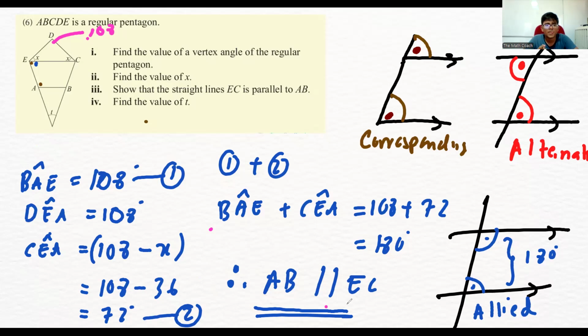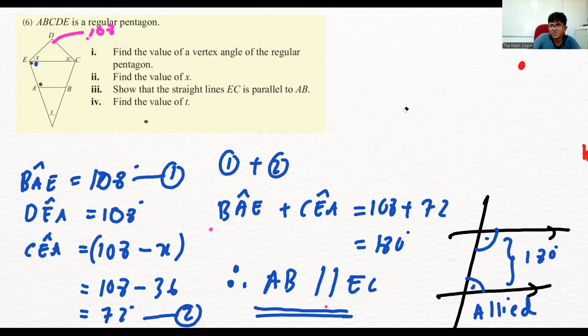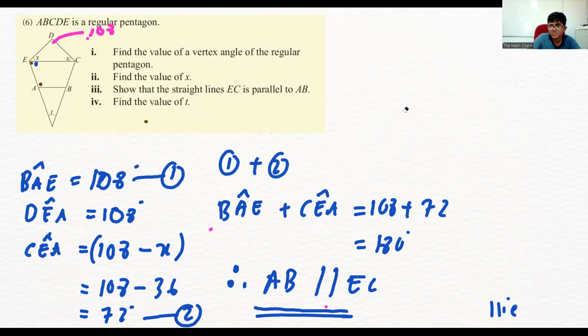So what about the fourth question? Find the value of t. Okay. So how to find the value of t here? Of course, now we know that BAE is 108 degrees, right? So okay, I'll just erase this stuff now. Okay, we know that this angle BAE is equal to 108 degrees.